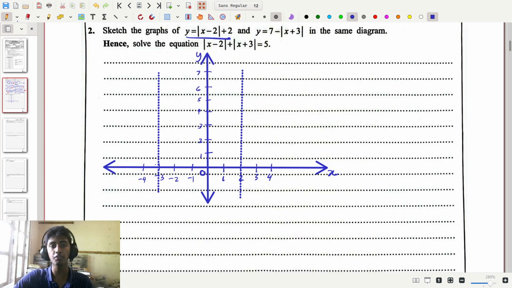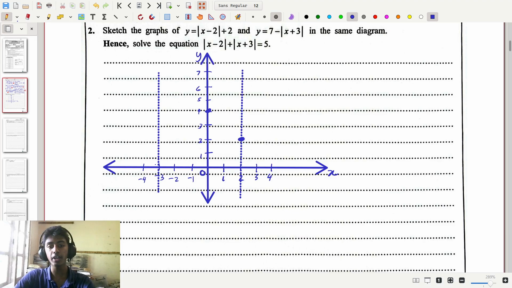For the first graph, let's try substituting x equals 0. We get 0 minus 2, which is minus 2, and modulus, which is plus 2, plus 2 is 4. So for the first graph, when x is equal to 0, y is equal to 4. So this is one of the points on this graph. If we consider the special point where the internal bit is 0, as in x equals 2, we have 2 minus 2, which is 0, modulus of 0 is 0, plus 2, which means that when x is equal to 2, for the first graph, we get y equal to 2 as well. So this right here is another point on this line.